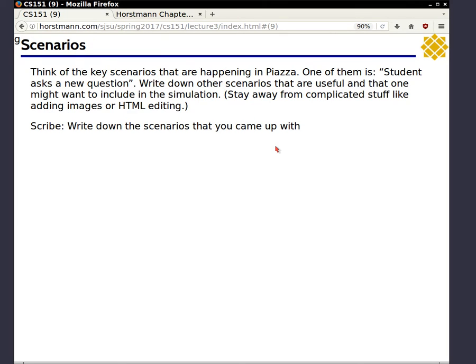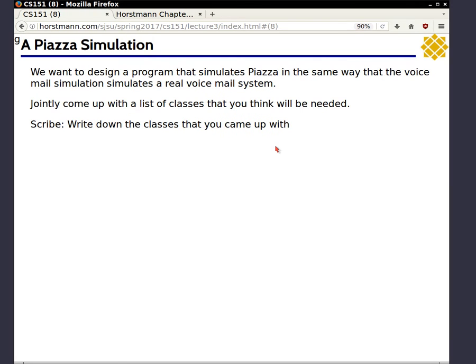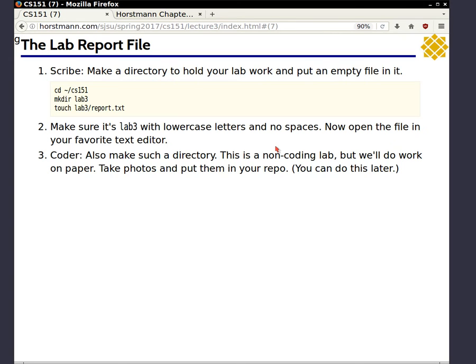The scribe writes down in text as before, and the quote-unquote coder is the one who fills out a sheet of paper with a list of classes maybe and a couple of the index cards. So you get a feel for how that goes. Then just take a photo of it and upload that. All right, so let's get going.